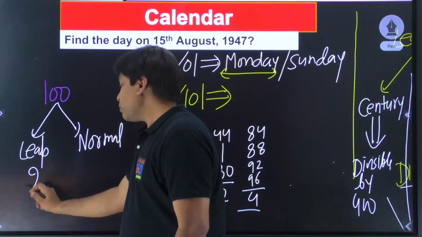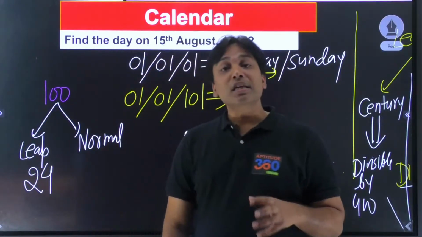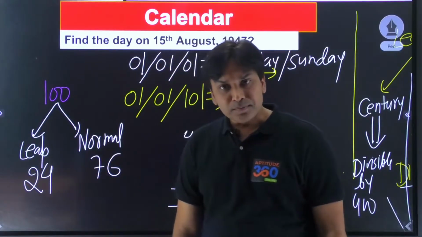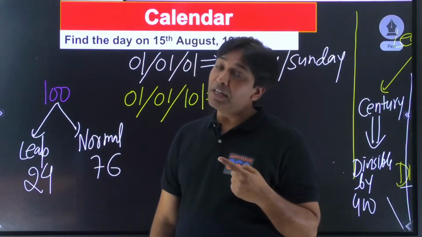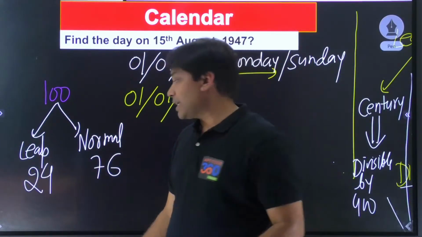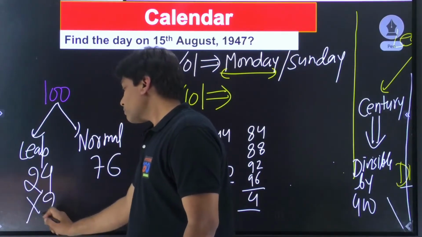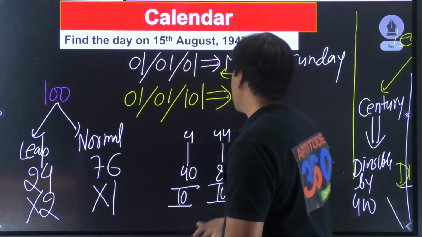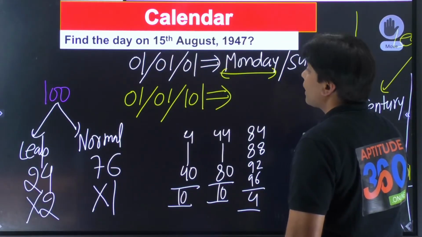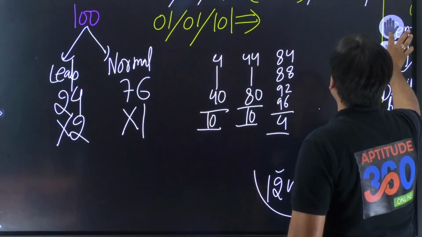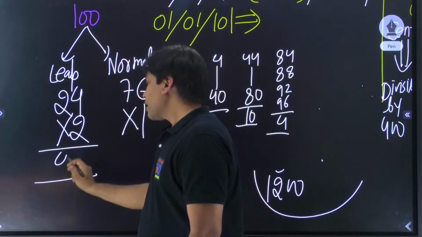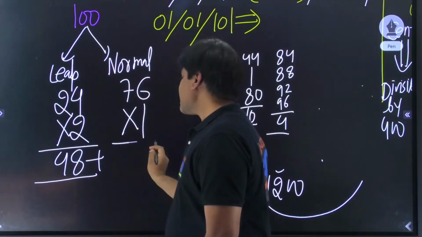So how many of them are going to be leap? Only 24 years are going to be leap. How many of them are going to be normal? Rest of them are going to be normal. And now you learned yesterday that every leap year should give you 2 extra days. So इसको 2 से multiply करो, isn't it? And every normal year should give you 1 extra day. So 1 से multiply कर दो इसको. Now what is that you should be doing? अब आप इनको add करो. क्या ये बात अभी तक समझ में आई आपको? This has to be 48 and this has to be 76.